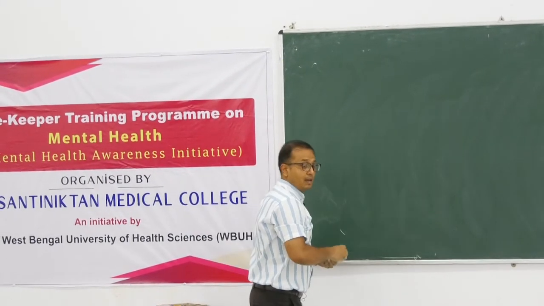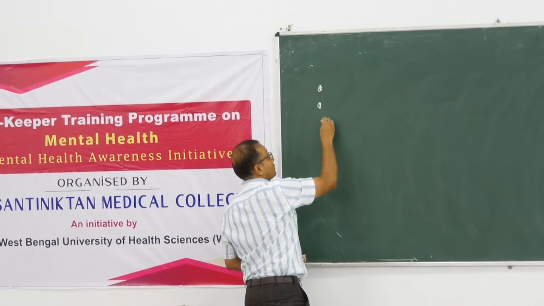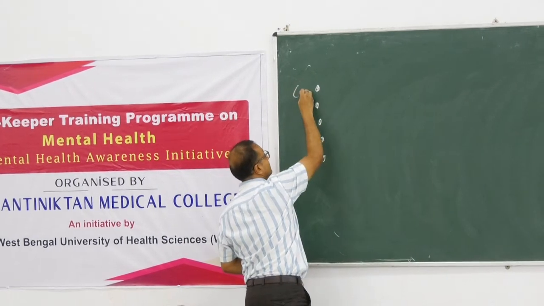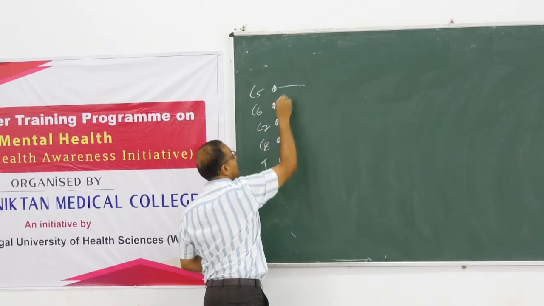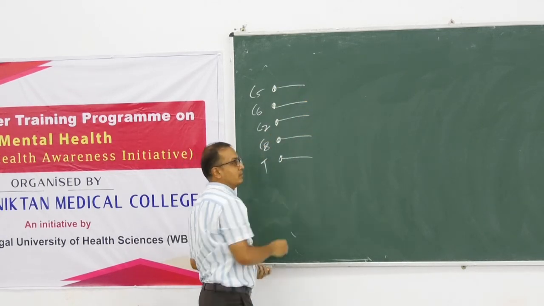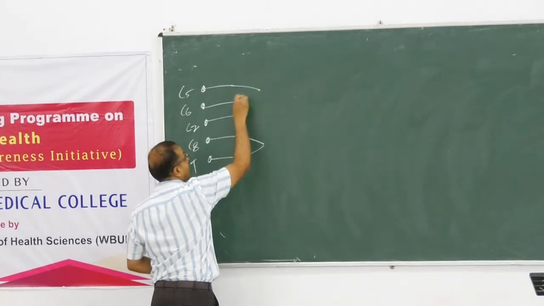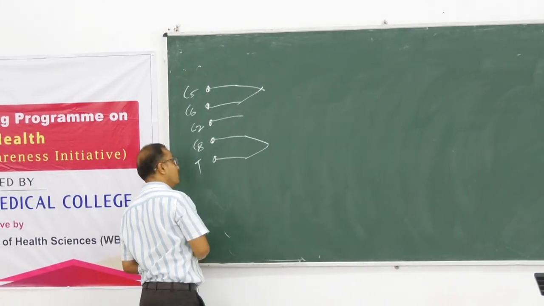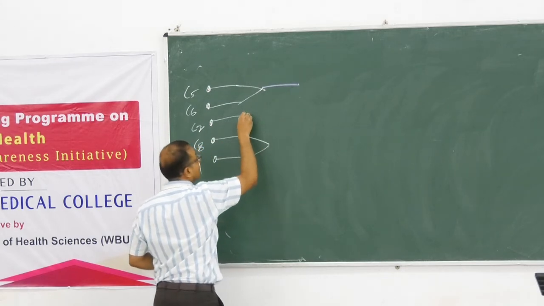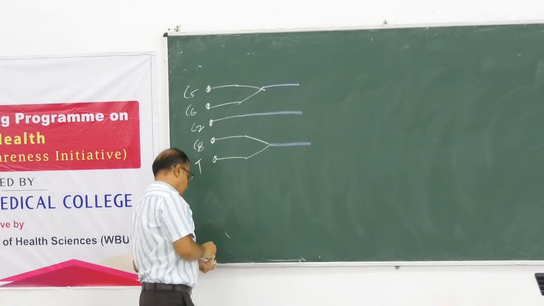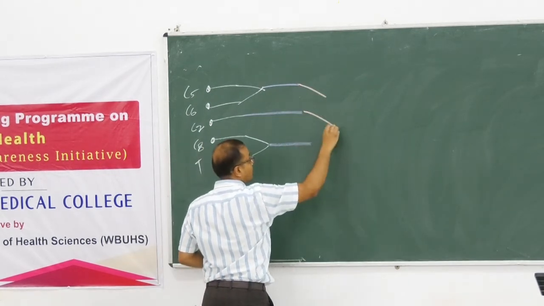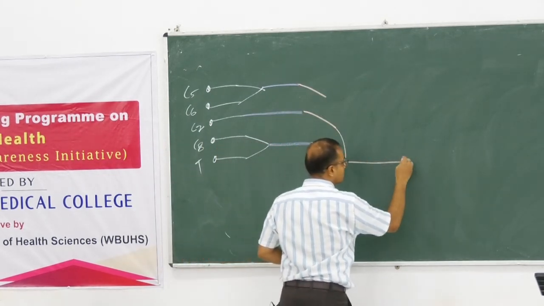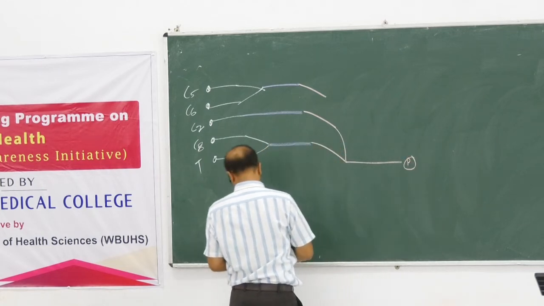All right, ready? Once again, back to basics. 1, 2, 3, 4, 5. C5, C6, C7, C8, T1. Lower two units, upper two units, the middle one, do not. Upper trunk, middle trunk, lower trunk. Then it splits. Posterior divisions: all the posterior ones go to the back side, posterior cord.